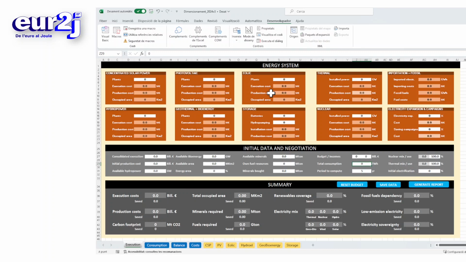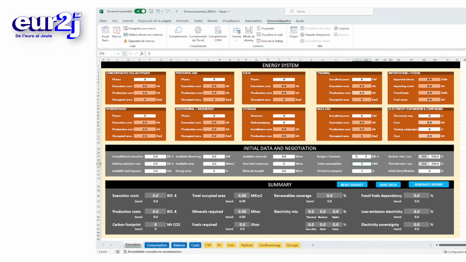You see it's divided into three parts: energy system, initial data negotiation, and summary. Energy system contains the information about the way that your country is using to produce its energy. Initial data negotiation contains the data about the resources it has available. And summary shows the final result of that energy system. For example, what's the economic cost of your system, its carbon footprint, how much of your consumption comes from renewable resources, and so on.